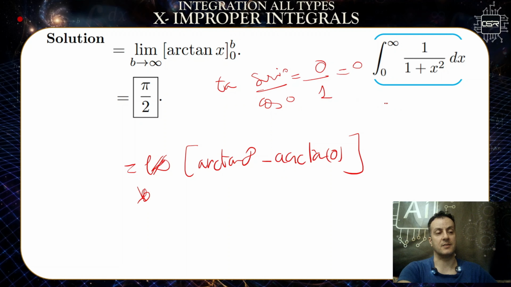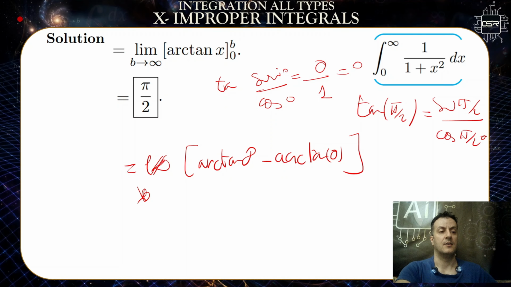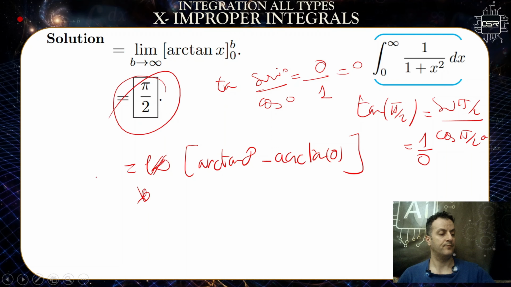Why? Because in such a case, tan pi over 2 is equal to sin pi over 2, which is 1, divided by cosine pi over 2, which is 0. So it is equal to 1 over 0, it blows up to infinity. Hence, the angle is pi over 2. That's why it is 90 degrees.